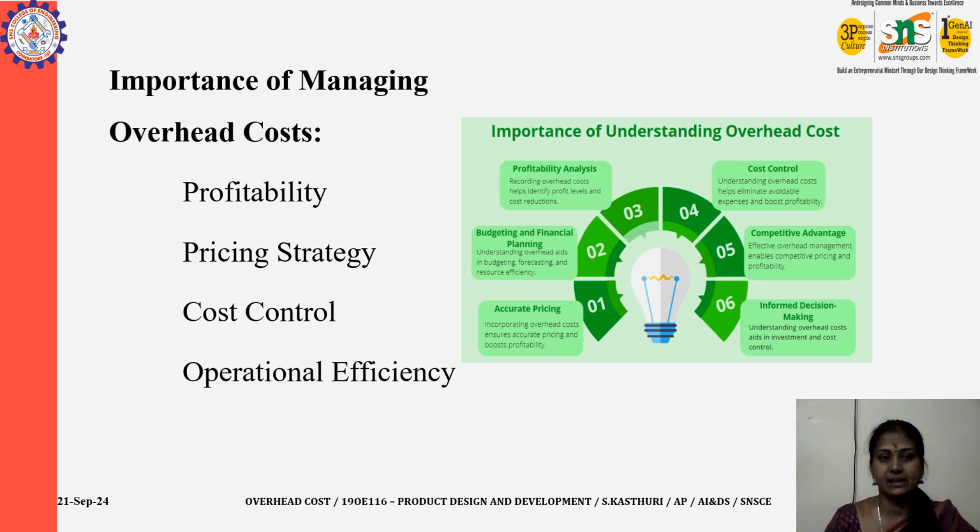Cost control. By monitoring and controlling overhead costs, companies can identify areas where cost-cutting measures may be implemented, such as reducing energy consumption, improving efficiency or renegotiating supplier contracts. Fourth one is operational efficiency. Understanding the breakdown of overhead cost helps businesses identify inefficiencies and areas where productivity can be improved. So it contributes to the overall operational efficiency.